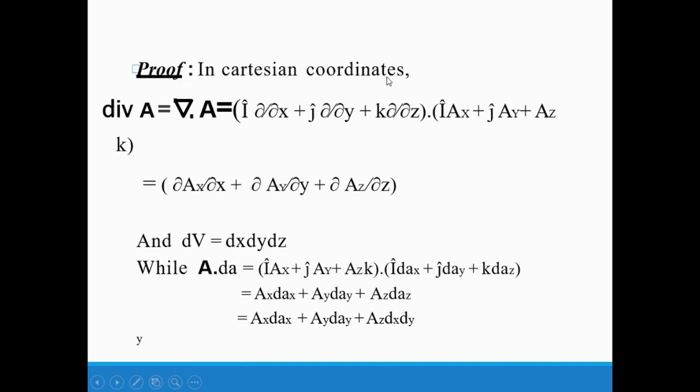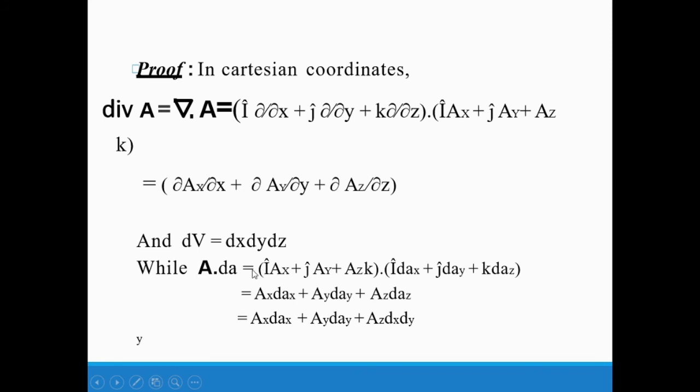In Cartesian coordinates, we know that divergence of A, that means the dot product, so del dot A is equal to i ∂/∂x plus j ∂/∂y plus k ∂/∂z dot i Ax plus j Ay plus Az k. Using the dot product, we get ∂Ax/∂x plus ∂Ay/∂y plus ∂Az/∂z. And we know that the volume enclosed by the body is dV, so dV can be expressed in all three directions using dx, dy and dz.